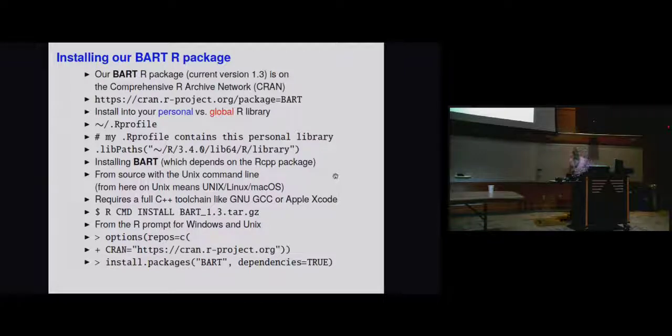If you're a Unix or a Linux person, and when I say Unix in lowercase, I mean Unix, Linux, Mac OS, you can install this easily from the command line. It requires a full C++ toolchain. It works with both GNU GCC or Apple Xcode. So this is what it looks like. You have this options command. You tell it which CRAN repo you want to use, and install BART with dependencies equal to TRUE. That way it'll install Rcpp and BART at the same time. And I think I'll take questions as we go. That way we won't be in a big crunch at the end, okay?